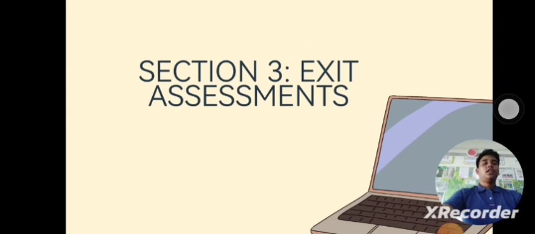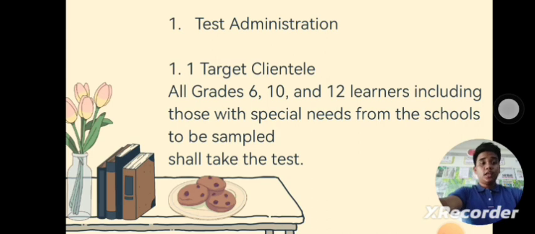So in section 3, exit assessment, test administration. The target test takers are all grade 6, 10, and 12 learners, including those with special needs, from the schools to be sampled who shall take the test. Like I have said, the assessment for persons with special needs is presented in section 9.